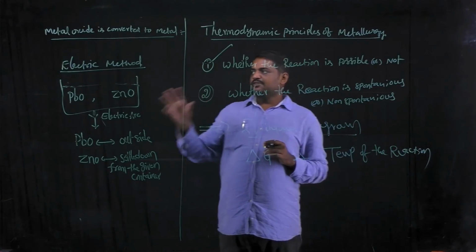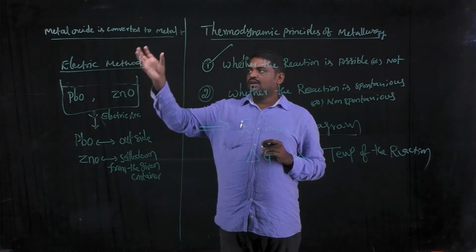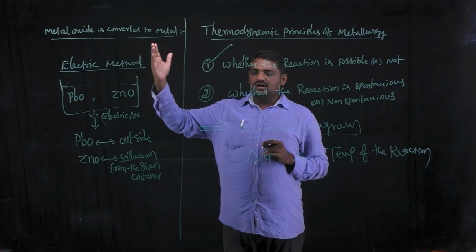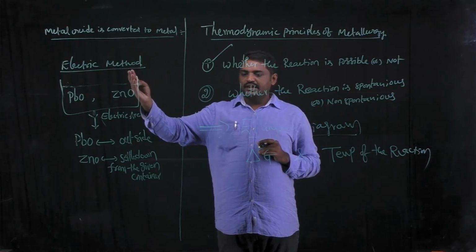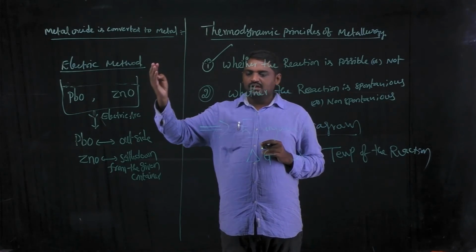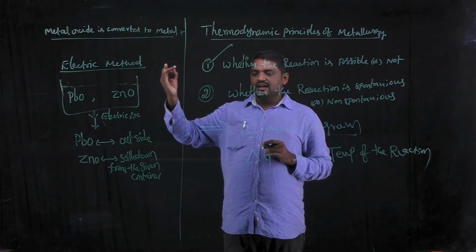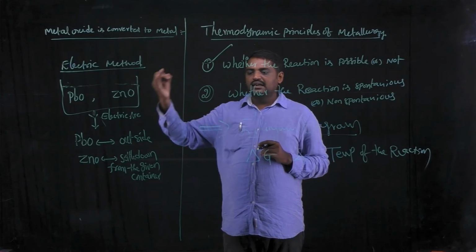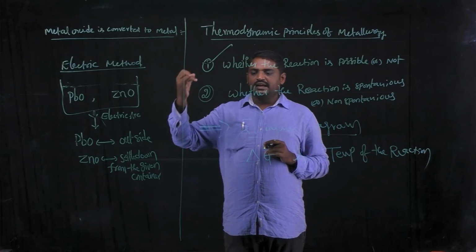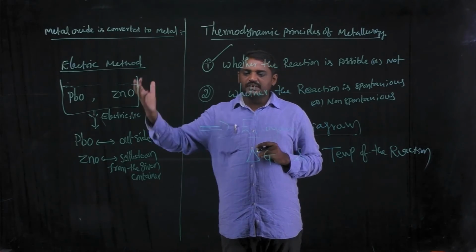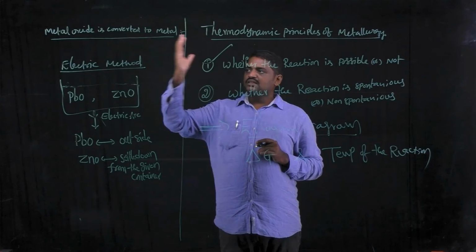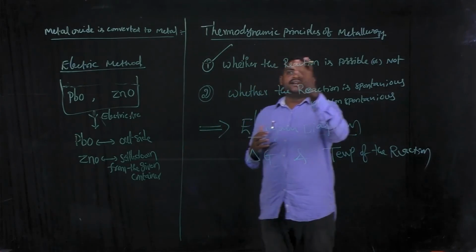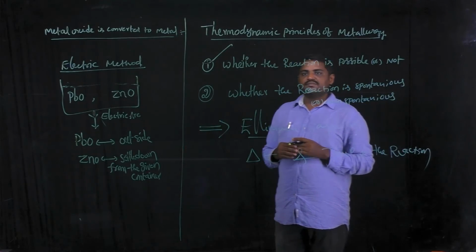Okay, this is the explanation for the metal oxide being converted to metal by using so many methods like reaction with hydrogen, the next one smelting method, reaction with electropositive metals like sodium, magnesium, calcium, electric methods, and reaction with water gas. So these methods are used for converting metal oxides to pure metals. And next one, I discussed thermodynamic principles of metallurgy.